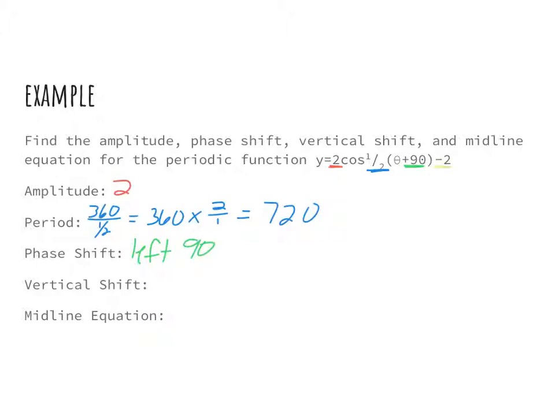For our vertical shift, we look outside, it's a -2. Minus means down, and so the 2 is how far we're moving down. For our midline equation, it's always going to be y equals something. Since it's down 2, we subtract 2 from 0 and get a midline equation of y is equal to -2. So again, up means we add to 0, down means we subtract from 0. Keep that in mind moving forward.